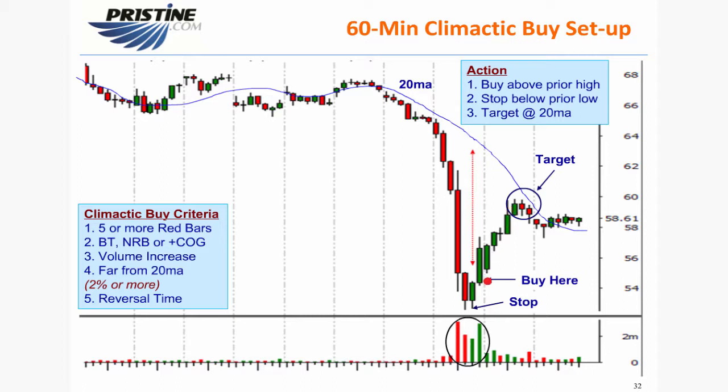Now, notice how as you approach the moving average, the momentum slows down. Notice the range of those candles is getting smaller and smaller. That's because the uncertainty is growing.